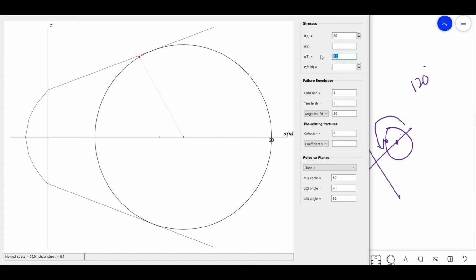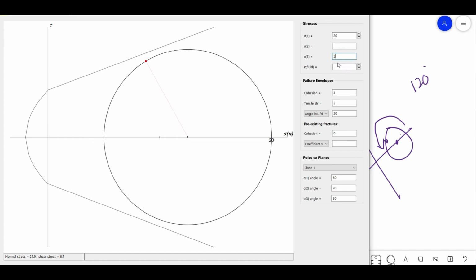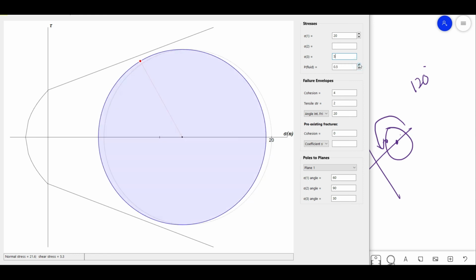And in the last case, now we'll again set it to 5, and we'll try to increase the pore fluid pressure. We have already discussed that by increasing the pore fluid pressure the size of the circle remains the same, but the position of the circle shifts to the left. So if we increase the pore fluid pressure from 0 to 0.5, now you can see the blue one is the modified circle that we want.